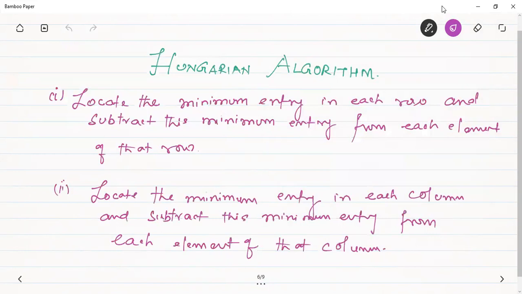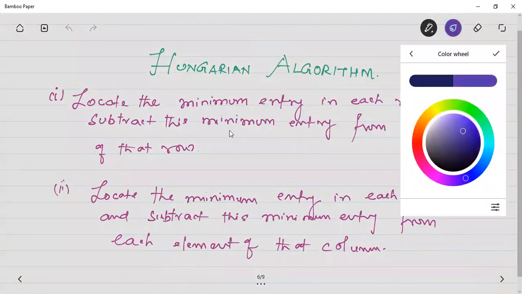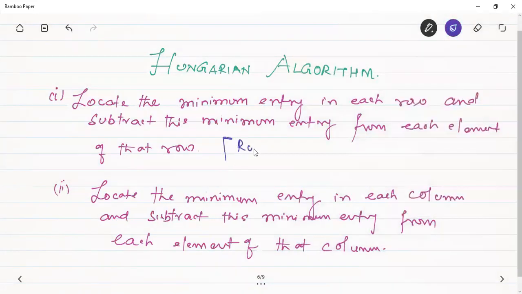This is the row operation, and the second step is to perform the column operation. और आप सेकंड स्टेटमेंट पढ़िए, क्या लिखा है इसमें?